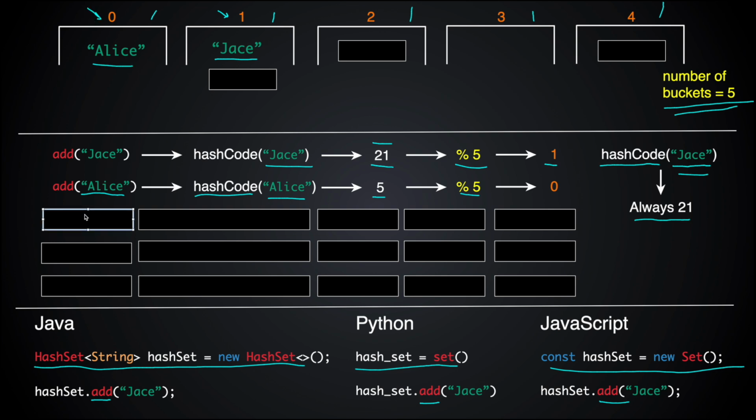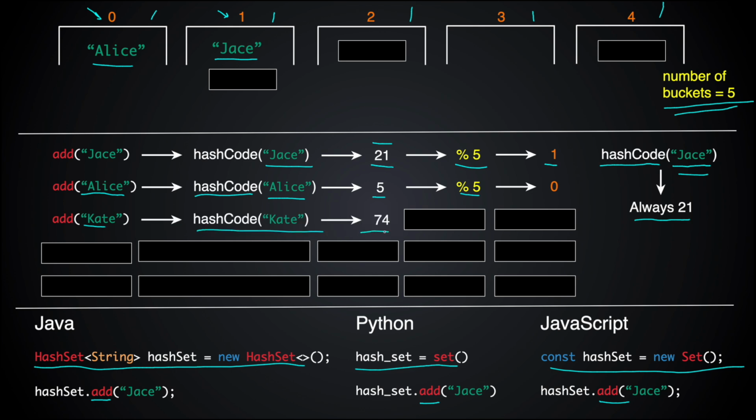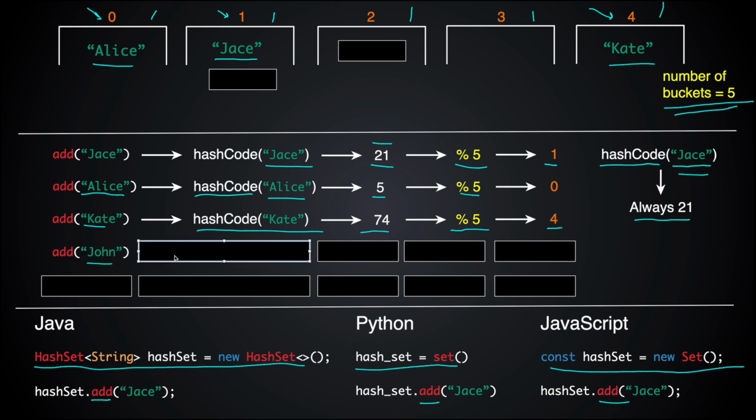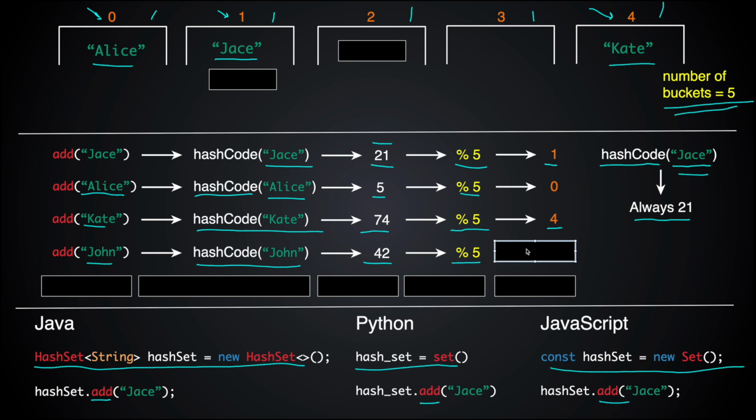And let's quickly add a couple more names. For example Kate, we take the hashcode, it will translate it to a number, take the remainder of the division, translate to an index, and we put Kate into the index number 4. Now let's add John, we call the hashcode, receive some number, take the remainder of the division, take the 2, and we'll put John into the bucket with index 2.